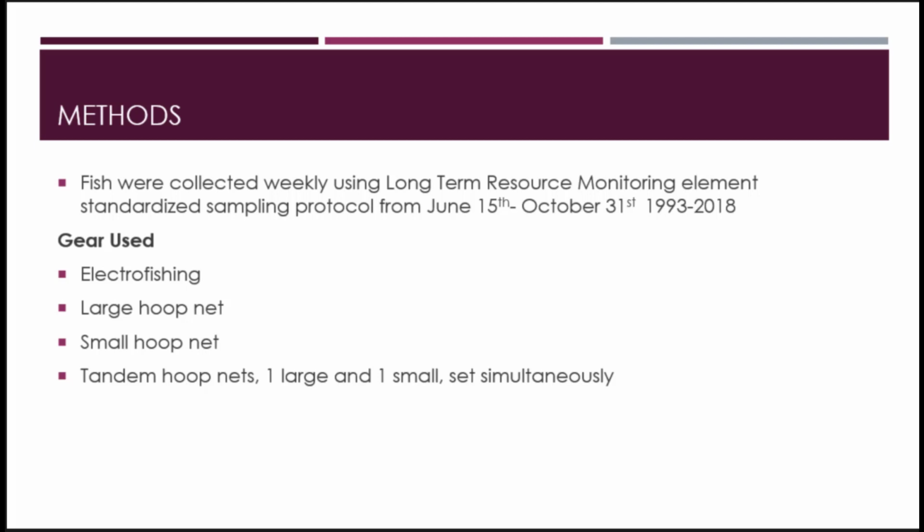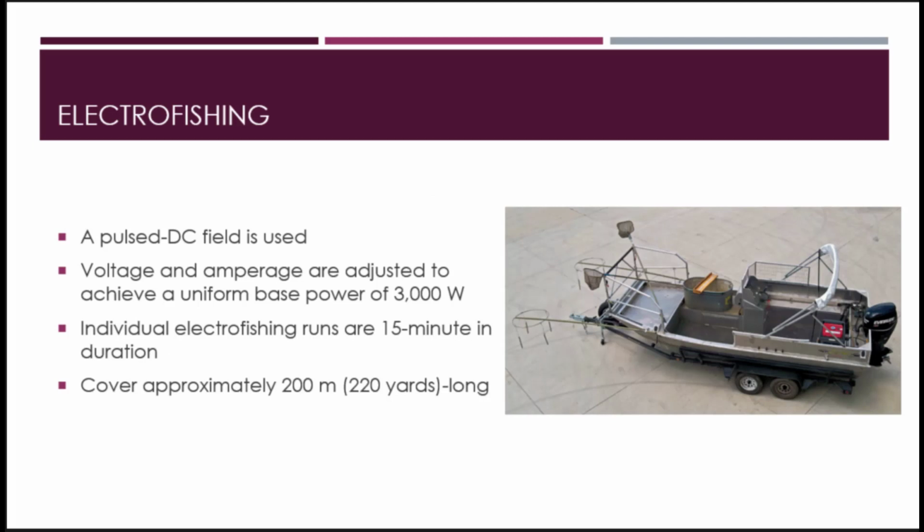So the LTRM utilizes a suite of gears and employs a stratified random sampling to get good coverage of all available habitats. Sampling was conducted from June 15th to October 31st, and ultimately we analyzed data from 1993 to 2018. The gear we chose to evaluate was electrofishing, large hoop nets, small hoop nets, and tandem, as in both set together at the same time.